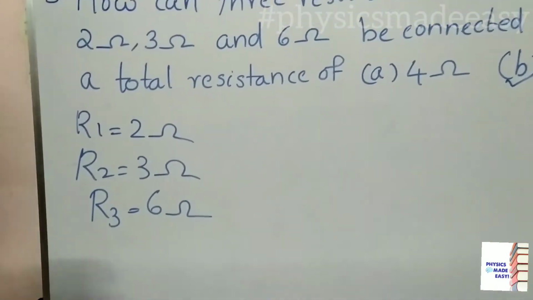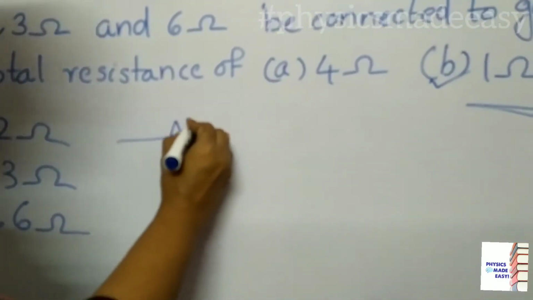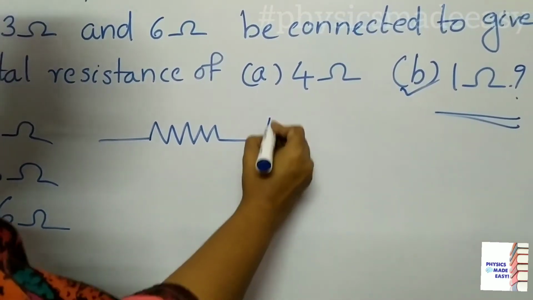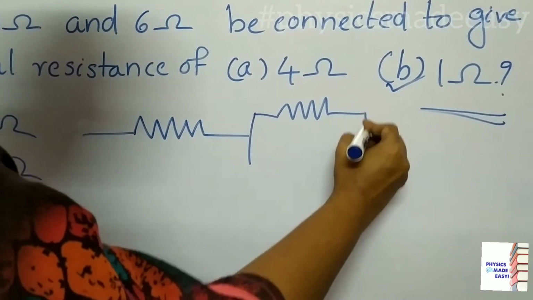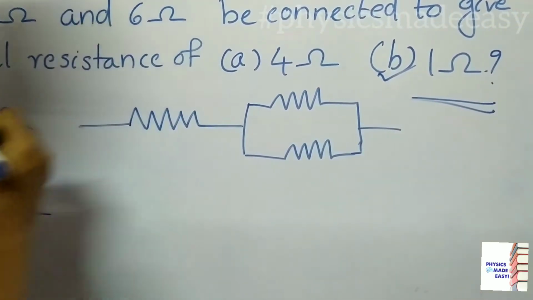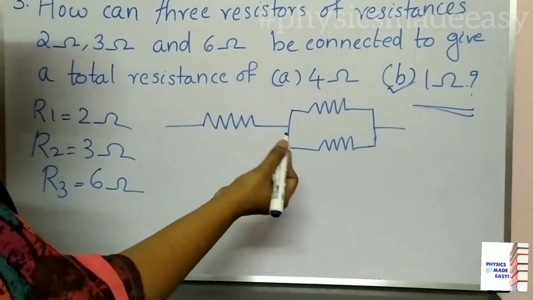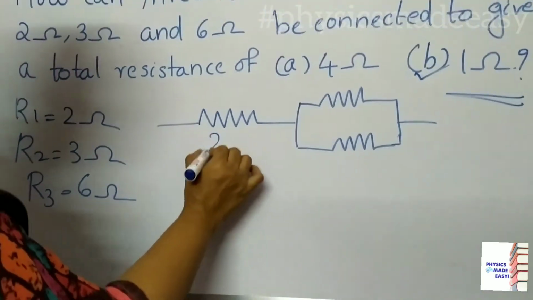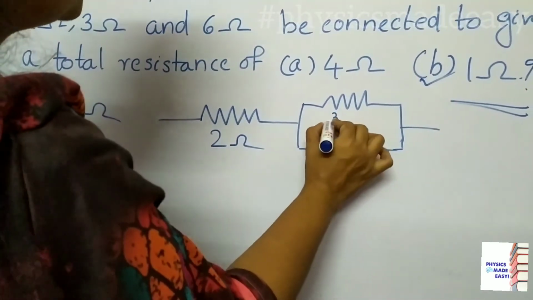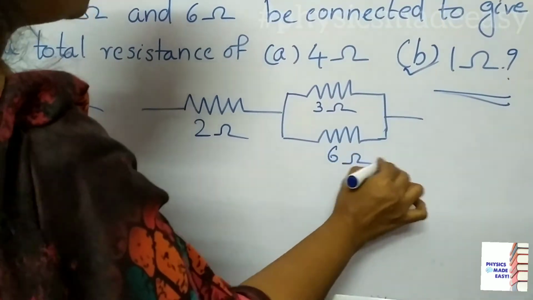Next option we can think, one resistor in series with a parallel combination of the other two resistors. Then can we get this 4 ohm? Okay, here you can see, I am going to take it this way. Here 2 ohm is connected to the parallel combination of 3 ohm and 6 ohm.